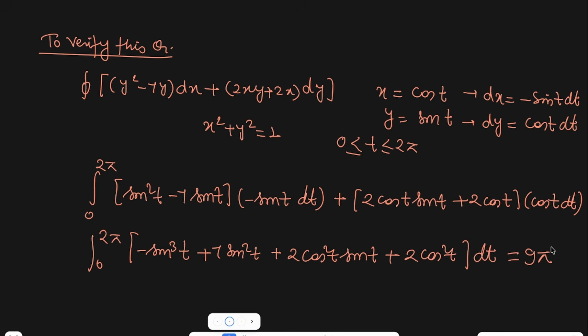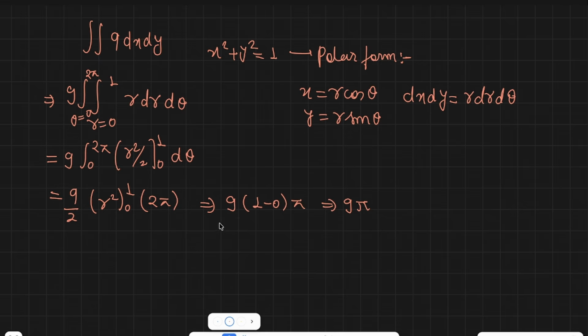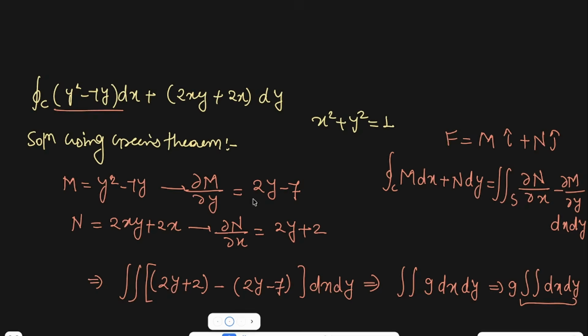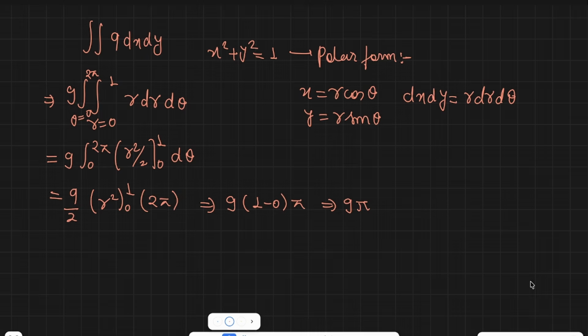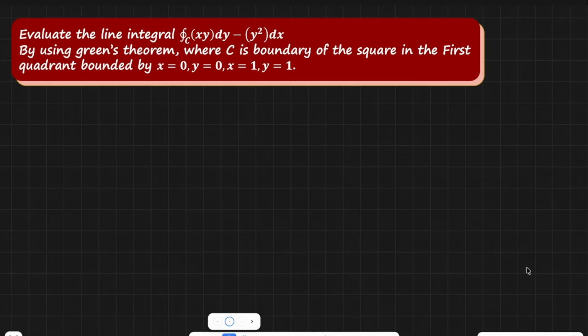Now you can see which one is easier for solving this line integral. This one is very easy to solve; you just apply this formula and calculate the value. This is a question related to Green's theorem. Now let's take one more example. Let's say I have this question: evaluate the line integral. Here again it is given that the line integral is xy into dy.